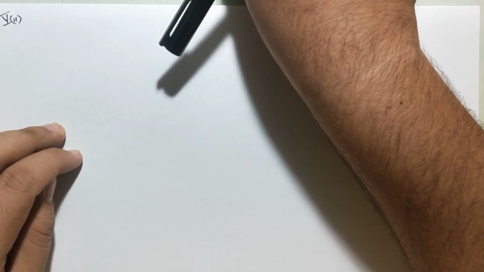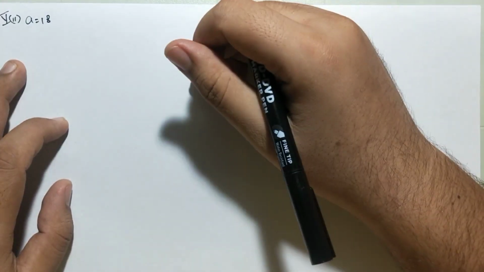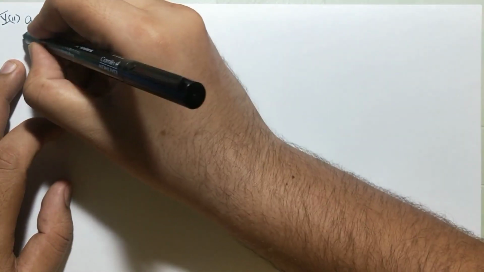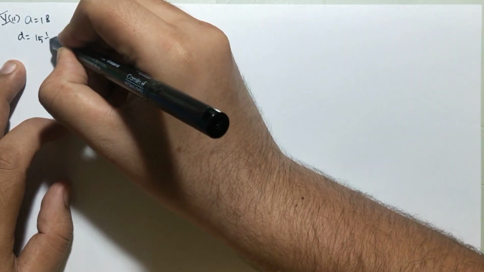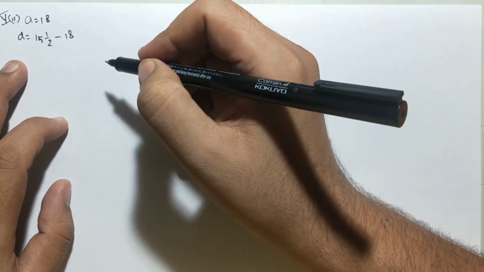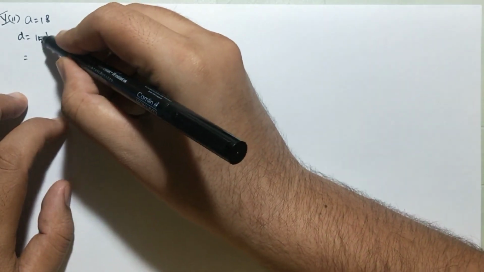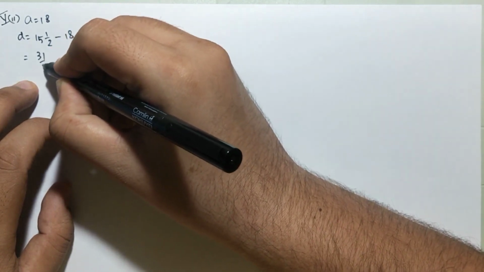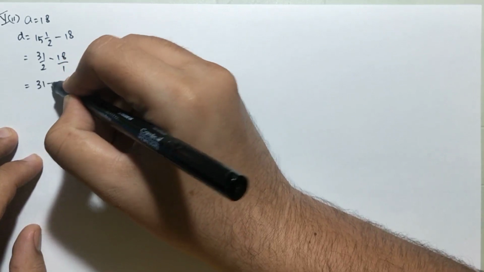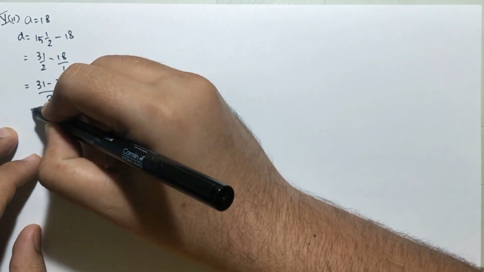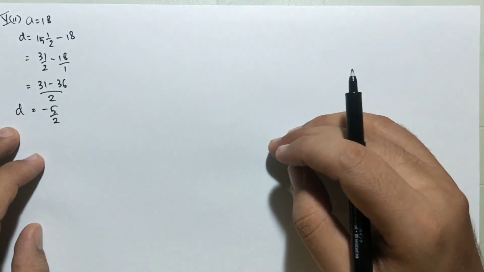टोटल नंबर ऑफ टर्म्स कैसे मिलेगा हमको? See, the first term तो मिला है हमको 18. I am talking about the second question, I am not doing the first question. We have to find d first. d कितना है? Second term that is 15 1/2 minus the first term that is 18. 15 1/2 is 31/2 minus 18, taking LCM. So 31 minus 36 by 2, that is minus 5/2. This is the common difference, minus 5/2.